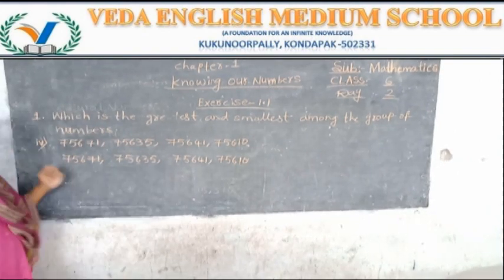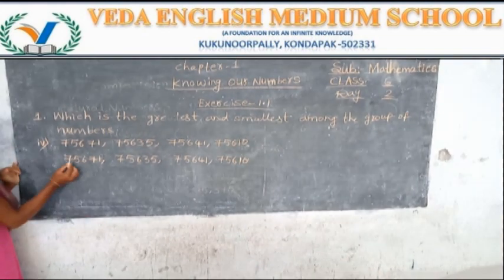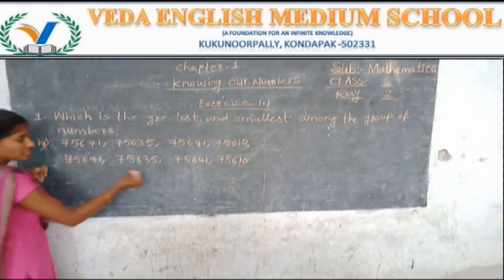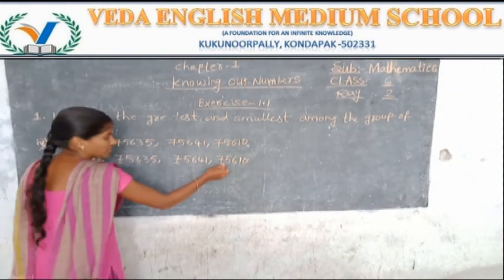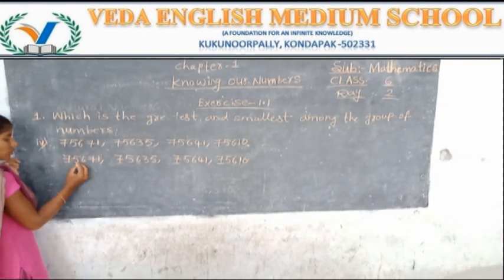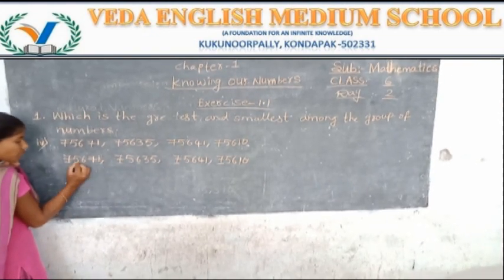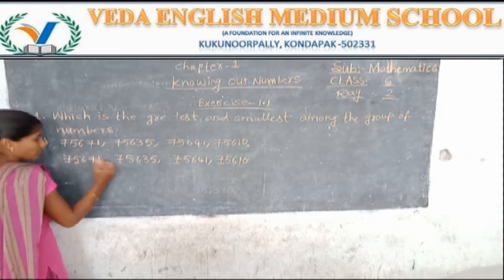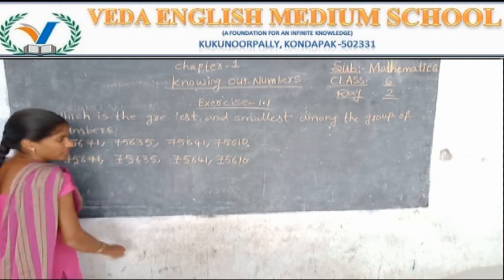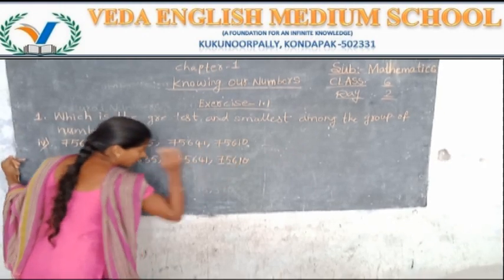If the number of digits is equal, then we have to compare the first digit. What is the first digit here? 7. Here also 7. Here also 7. If the first digit is equal, then the second rule is you have to compare the second digit. The second digit is 5 in every number.